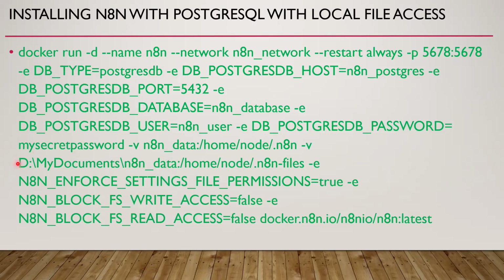This is our local path to the folder where our files are residing, and this folder is actually mounted using this command, and it will be visible as this path in our workflow, and these are the permissions which we give to this folder. So this is how we provide local access to N8N.